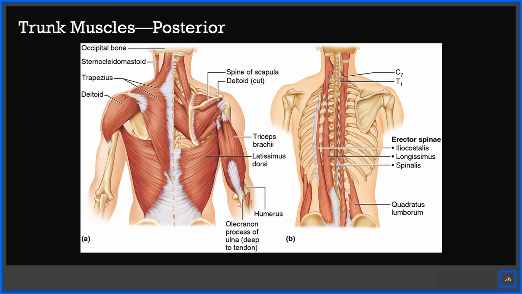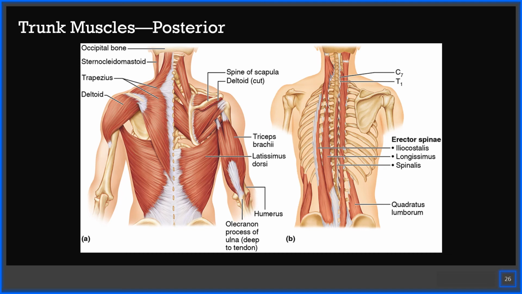They then flare laterally to insert on the scapular spine and clavicle. The trapezius muscles extend the head, so head extension. Thus, they are antagonists of the sternocleidomastoids. They can also elevate, depress, adduct, and stabilize the scapula.